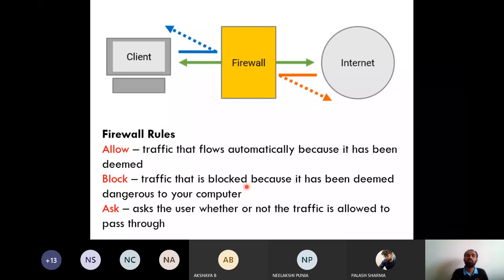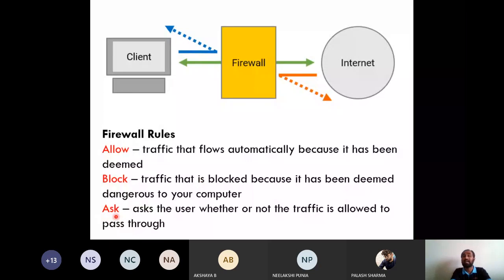See, the cases that would be blocked are when the firewall feels that it is dangerous to your computer. The security person feels that the guy who came near the gate is not a student and also looks very dangerous to the college. He's not that good. In such a case, the security person can directly send him back. That's what it is: he can block such a request.